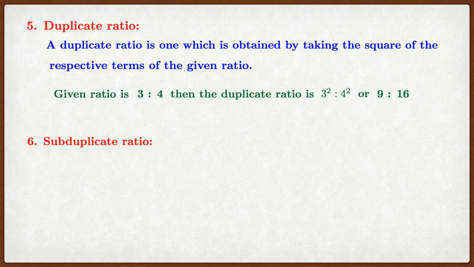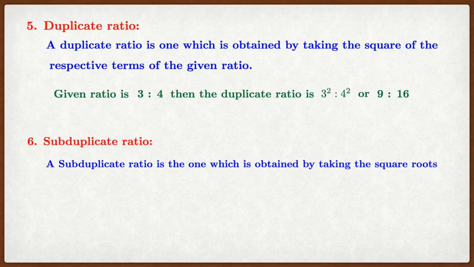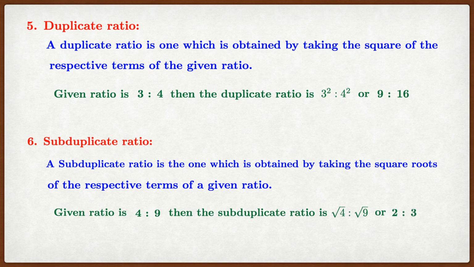Subduplicate ratio. A subduplicate ratio is one which is obtained by taking the square root of the respective terms of the given ratio. That is, for the given ratio, if we take the square root, that is known as the subduplicate ratio. Example, given 4:9, the subduplicate ratio is square root of 4 is to square root of 9. If we are able to simplify, we can do it. Here we can simplify and write it as 2:3.